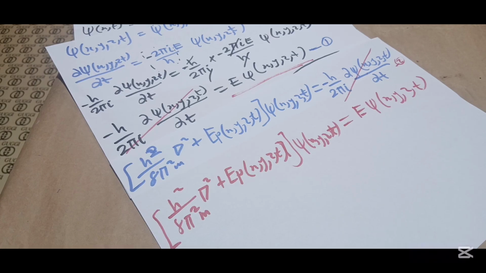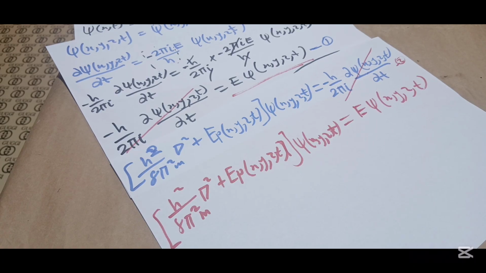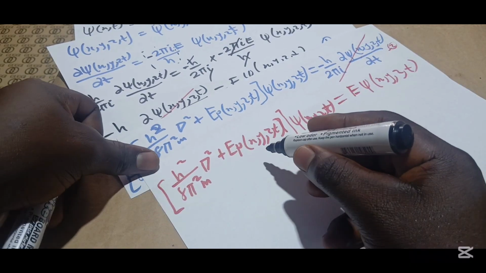Because we are looking at the time-independent Schrödinger equation, it means that if the potential energy is not a function of time, we have a stationary state. So we can readily separate the variables into this form. So now our focus is on this equation.